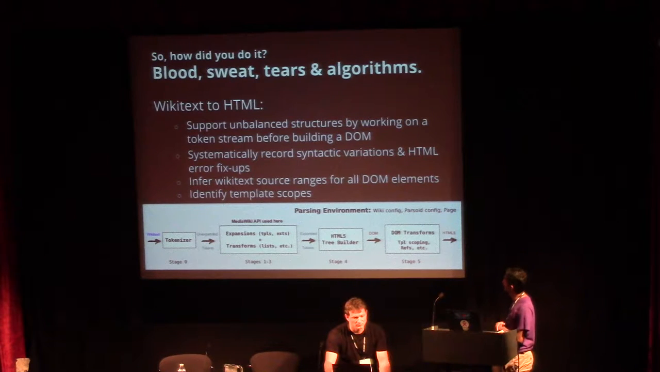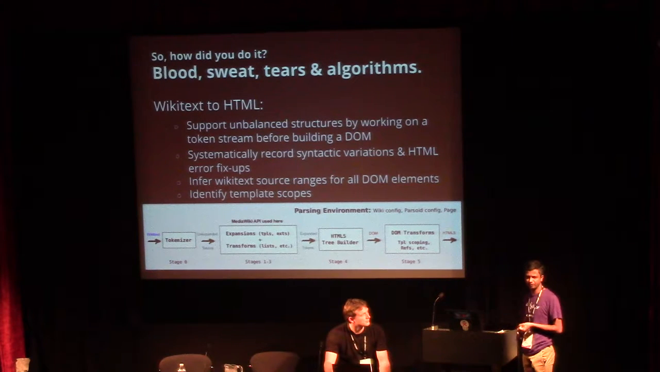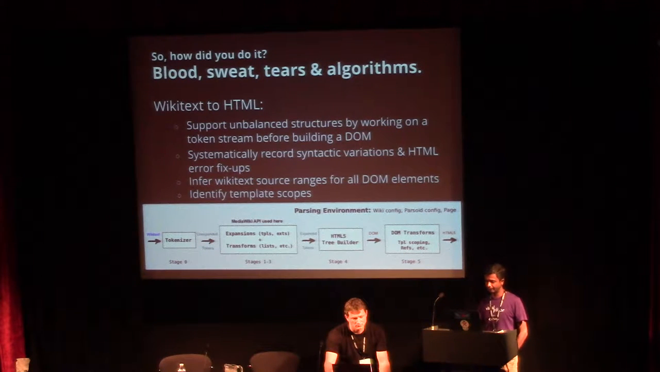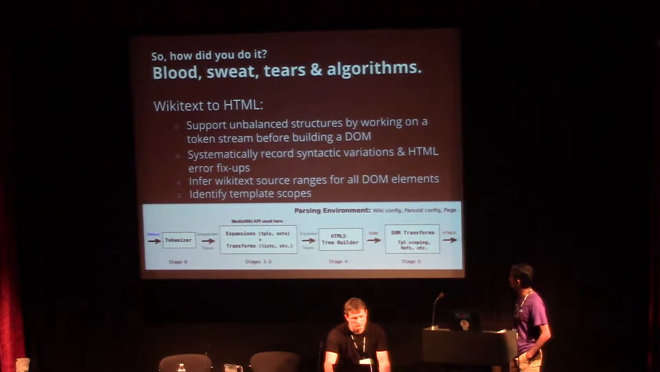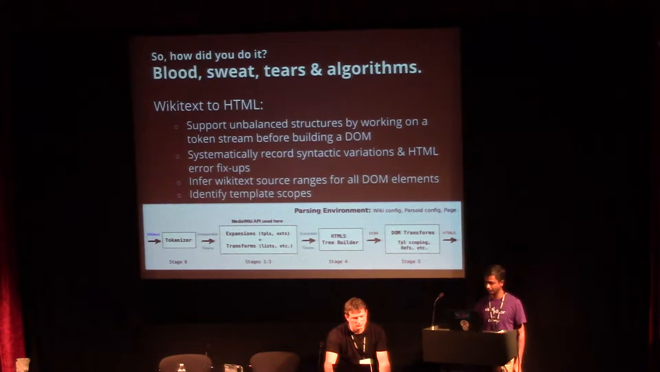So the way we handle it is by converting the Wikitext into tokens and then transforming it according to whether it's a list or a tree or a paragraph, and then dealing with the DOM. And once the DOM is built, we do a lot of additional passes and transformations. We try to map Wikitext ranges to the DOM structure that it produced. We try to find template scopes and so on.